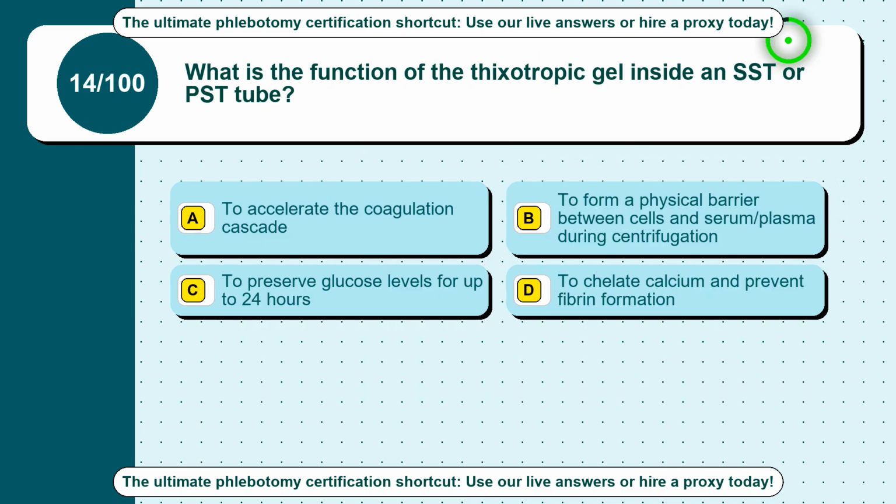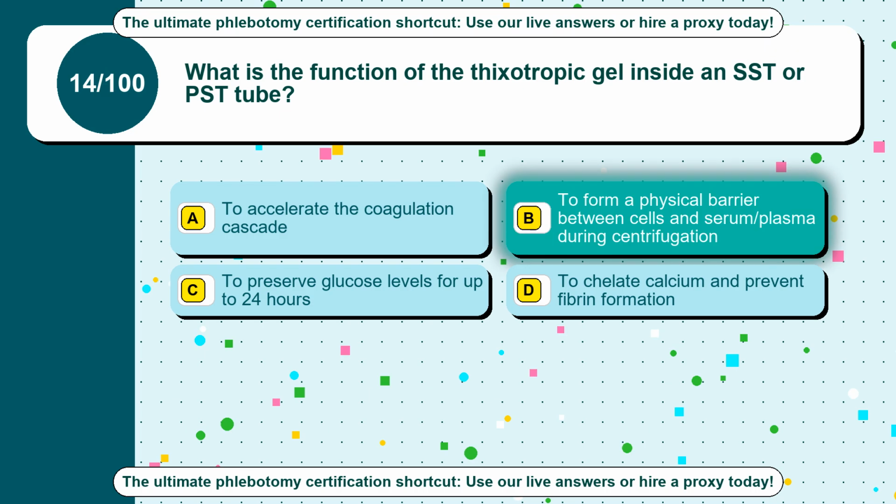Question 14. What is the function of the thixotropic gel inside an SST or PSD tube? Option A. To accelerate the coagulation cascade. Option B. To form a physical barrier between cells and serum/plasma during centrifugation. Option C. To preserve glucose levels for up to 24 hours. Option D. To chelate calcium and prevent fibrin formation.